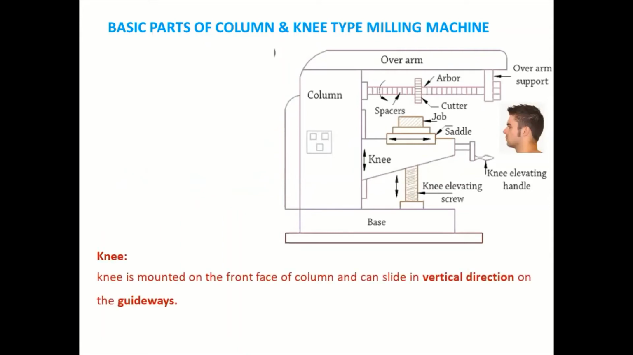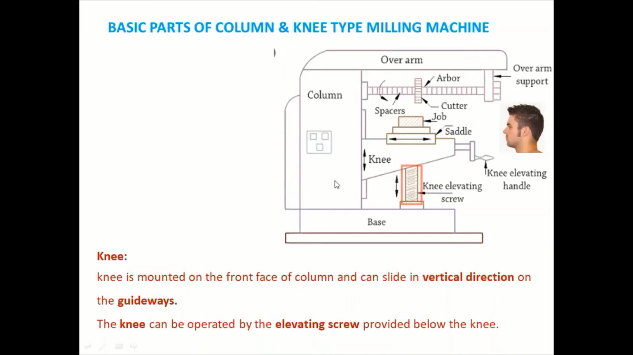Then the knee. You can see in this diagram, this part is a knee, and this knee is mounted on the front face of the column, and it can slide vertically, meaning we can move that knee in upward and downward directions by using the elevating screw. For that, the mechanism is given for easy movement, and this is only through the guideways. That's why the column has the guideway for easy movement of this knee. So this is the elevating screw.